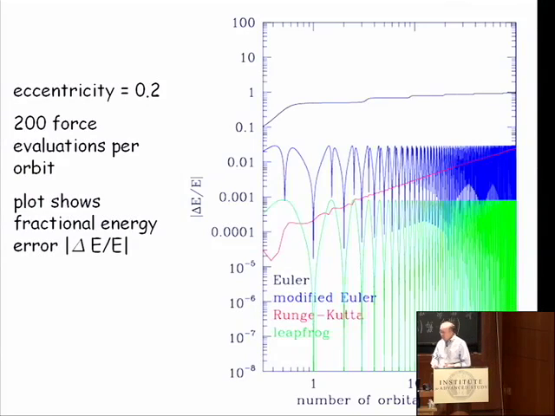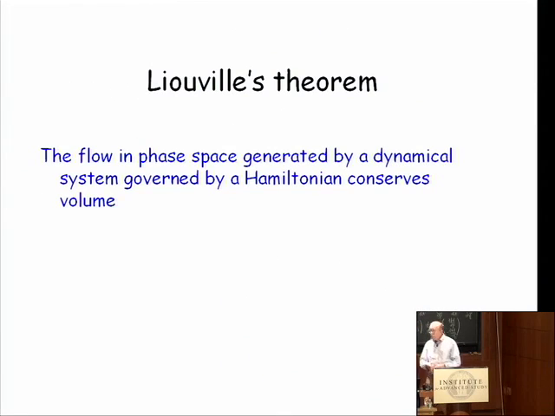And the basic answer in this case is Liouville's theorem, which most of you should have seen in a course on statistical mechanics. Liouville's theorem simply says that if you have a phase space and you have a Hamiltonian, then the flow in phase space of the cloud of points generated by this Hamiltonian conserves phase space volume. That is, the density of points around a given point in phase space is going to remain constant. So what does this have to do with integration methods? Well, let me go back to the blackboard.